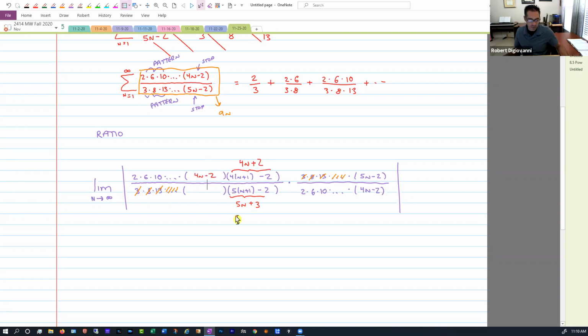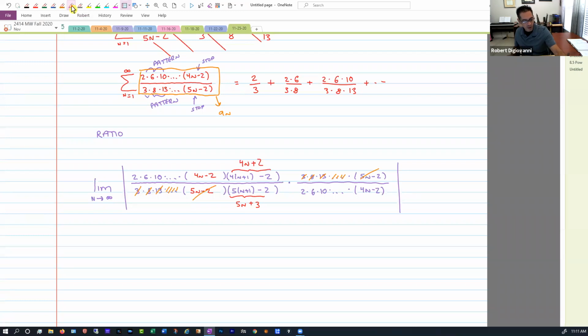And then if this one's 5n plus 3, what's the pattern on the bottom? That it's 5 less as you go to the left. So if we take 5 away from 5n plus 3, don't we get 5n minus 2 there? And that's why I put those parentheses there, because it's important to see that this 5n minus 2 is going to cancel with that 5n minus 2.